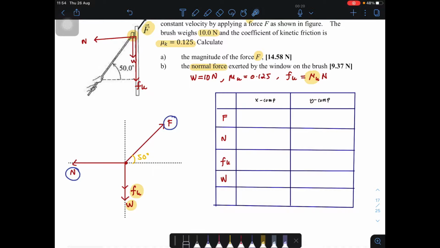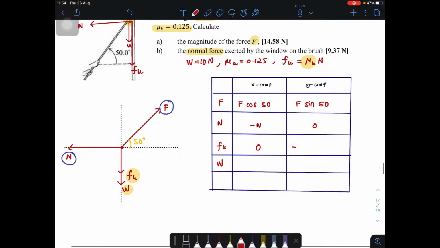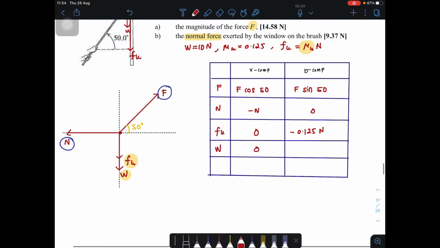So F ni, okay, buat macam biasa lah kan. F cos 50 and then F sin 50. So N to the left, negative. Y component kosong. FK pula dekat Y axis. So X component kosong, it's going downward. It is negative. Terus masukkan negative 0.125 N, and N is the normal force. W kosong, this one, negative 10. So the sum will be equal to 0.